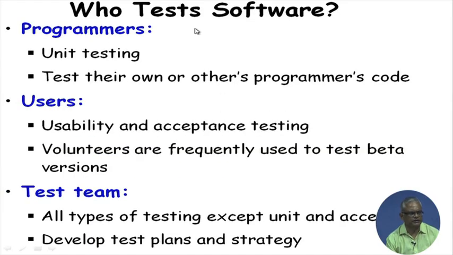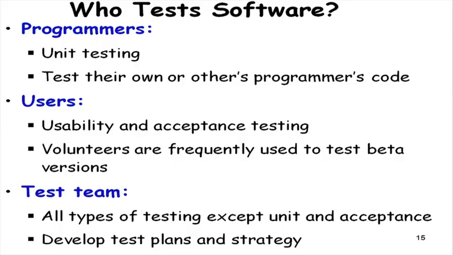Now, let us try to answer this basic question: what are the different types of persons who do testing? One is the programmers. What sort of testing do they do? They do unit testing. After they develop the code, they do testing at the unit level. The test team does all types of testing, that is integration and system testing, excepting unit and acceptance testing, and also they develop the test plan and strategy. The users perform the acceptance testing and also usability testing, and some of them may volunteer for beta testing.